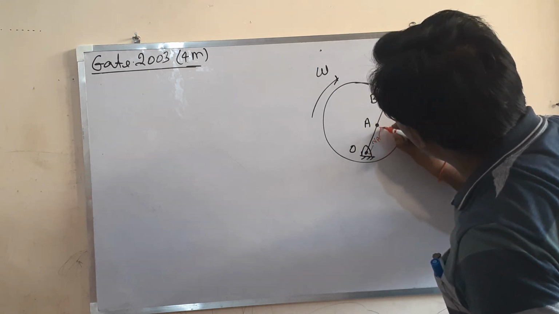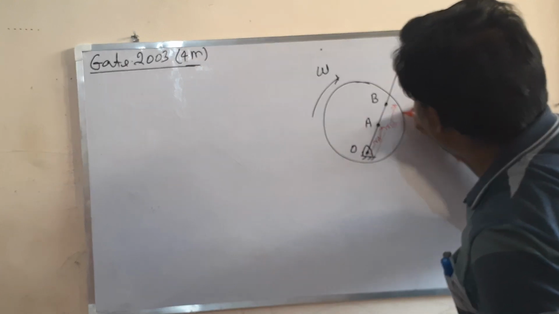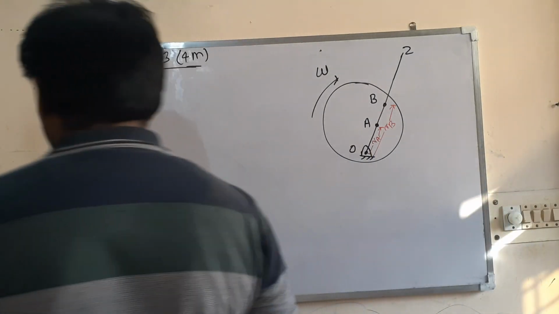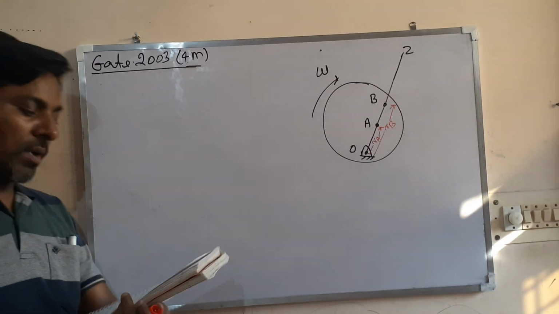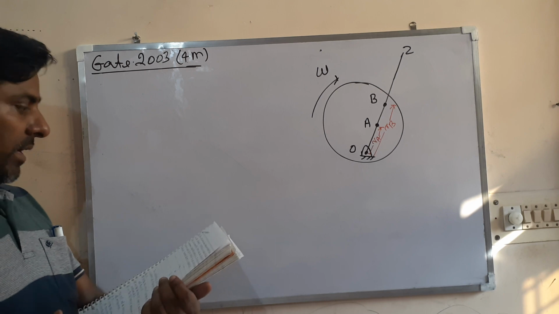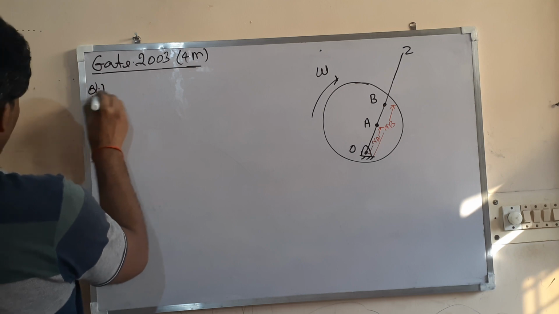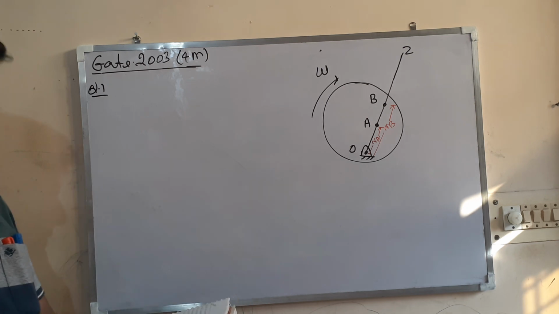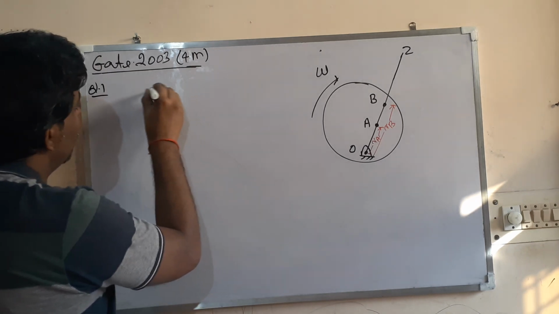RA, up to this is RA, and this is what? RB. So this distance is RA and this is RB, along the line OZ, at a distance RA and RB from O respectively. Now he is asking 2 questions. Let us discuss the first question. The velocity of point B with respect to A is a vector. The velocity of point B with respect to A. He is asking the velocity of point B with respect to A.